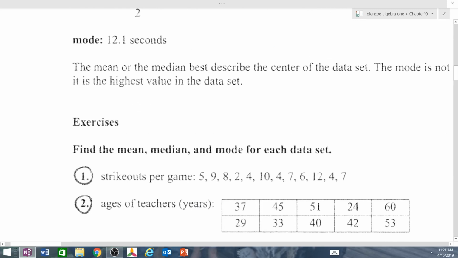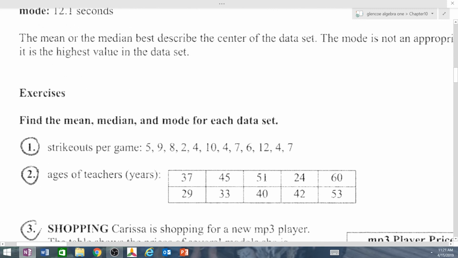Okay, moving on. Let's go ahead and have you do this exercise right here. Find the mean, median, and mode for the strikeouts per game. We're going to do something a little different. So on this side of the room, on Michael's side of the room, everybody on this side, you are going to do number 1. You're going to do strikeouts, and everyone on Colton's side, Colton, you guys are going to find the mean, median, and mode for the ages of the teachers. Is everyone clear?